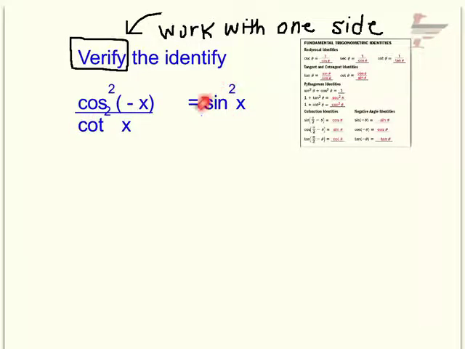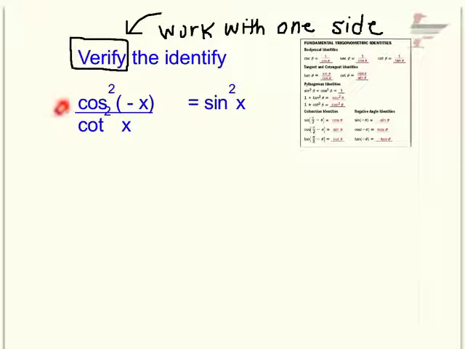Or vice versa, I could work with the right hand side and change it up until it equaled the left hand side. I'm sure you're with me that probably it would be easier to work with the left hand side and simplify it to get it down to sine squared of x. So that's what I will do.